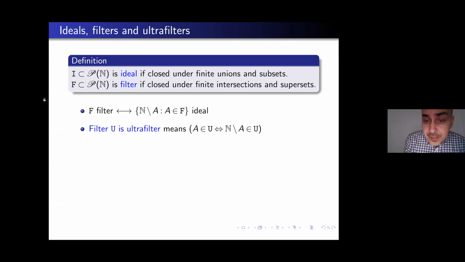Well, the first example one gives of this are the principal ultrafilters, which is just fixing a natural number n and taking every set that contains n. But as an application of Zorn's lemma, and therefore there's the axiom of choice behind, there are also non-principal ultrafilters, ultrafilters different from these ones.